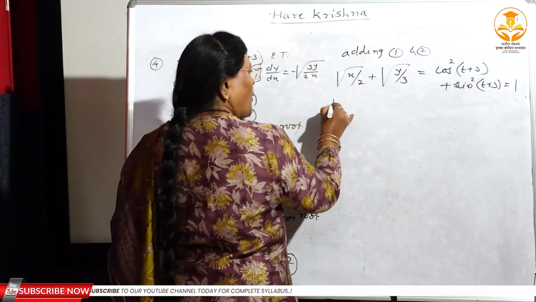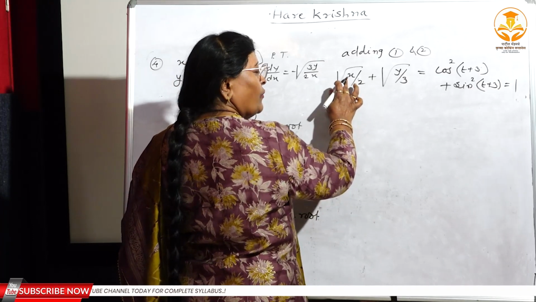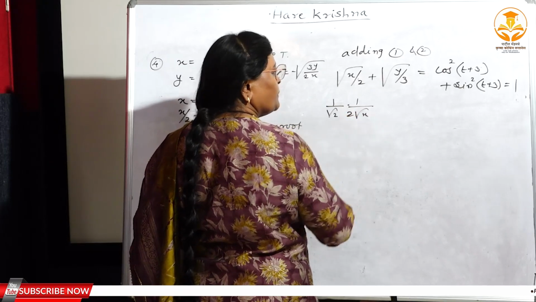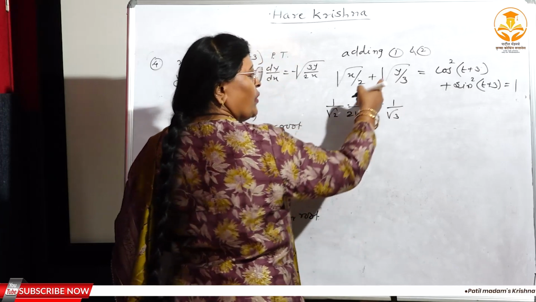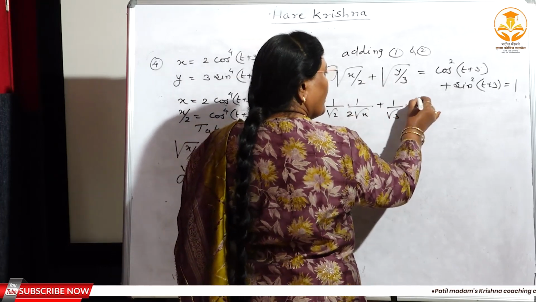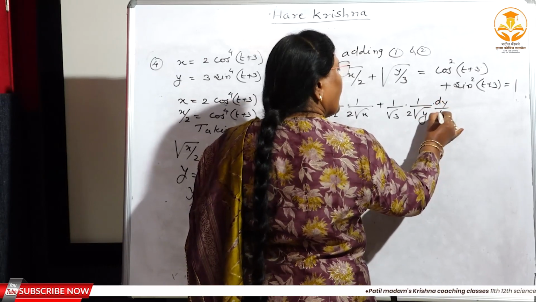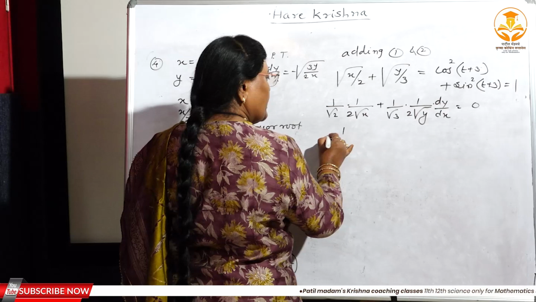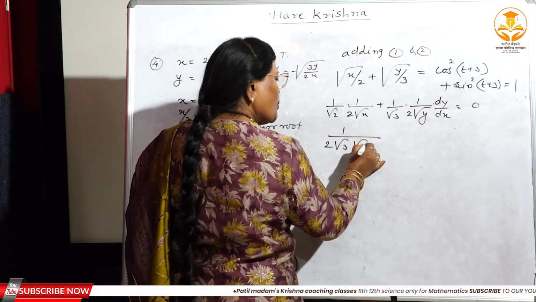Now 1 upon root 2, this is constant, remains as it is. What is the derivative of root x? That is 1 upon 2 root x. Again 1 upon root 3, constant, remains as it is. What is the derivative of root y? 1 upon 2 root y into dy by dx, and the derivative of a 1, that is always equal to 0.